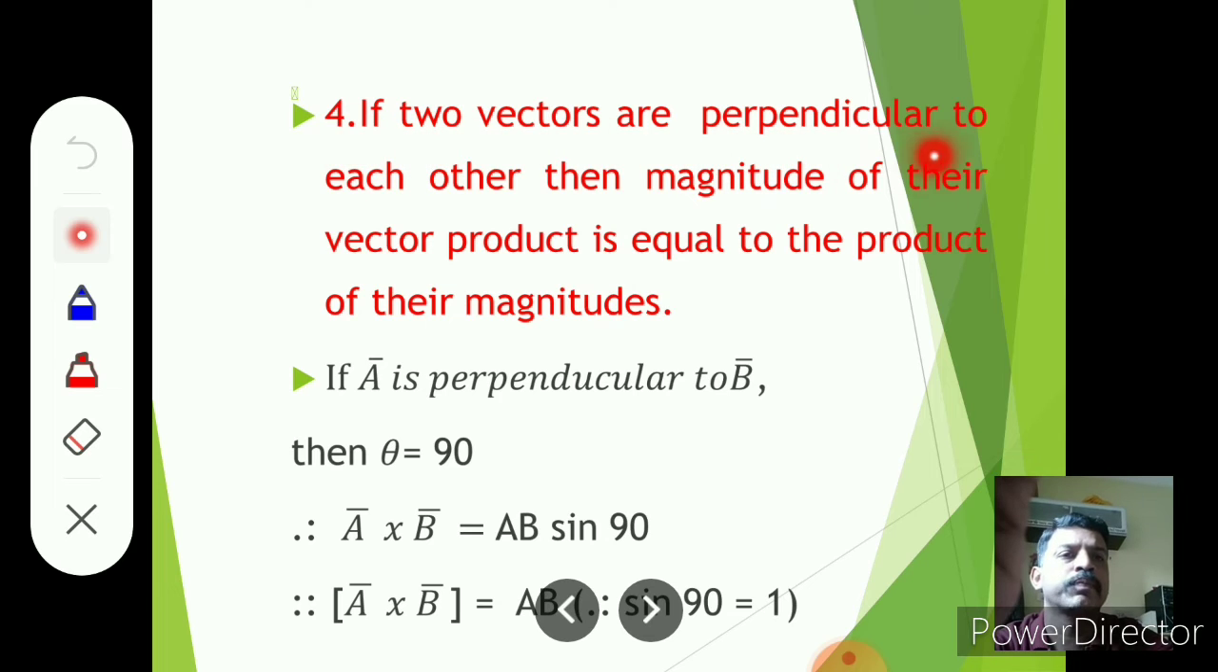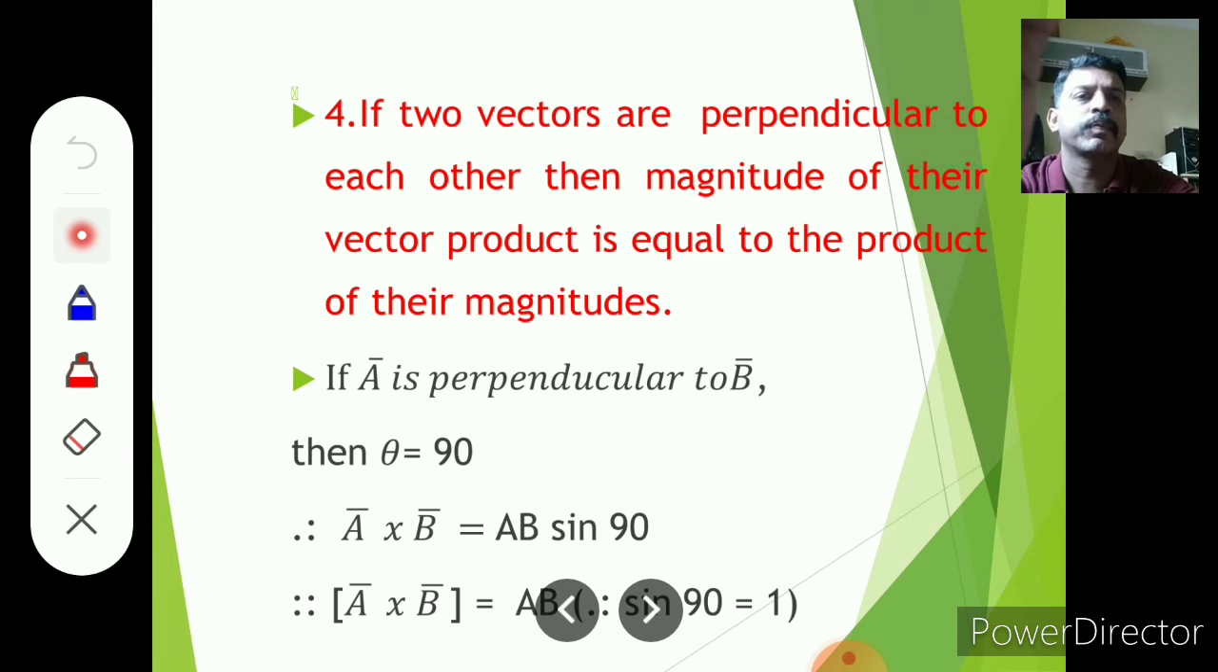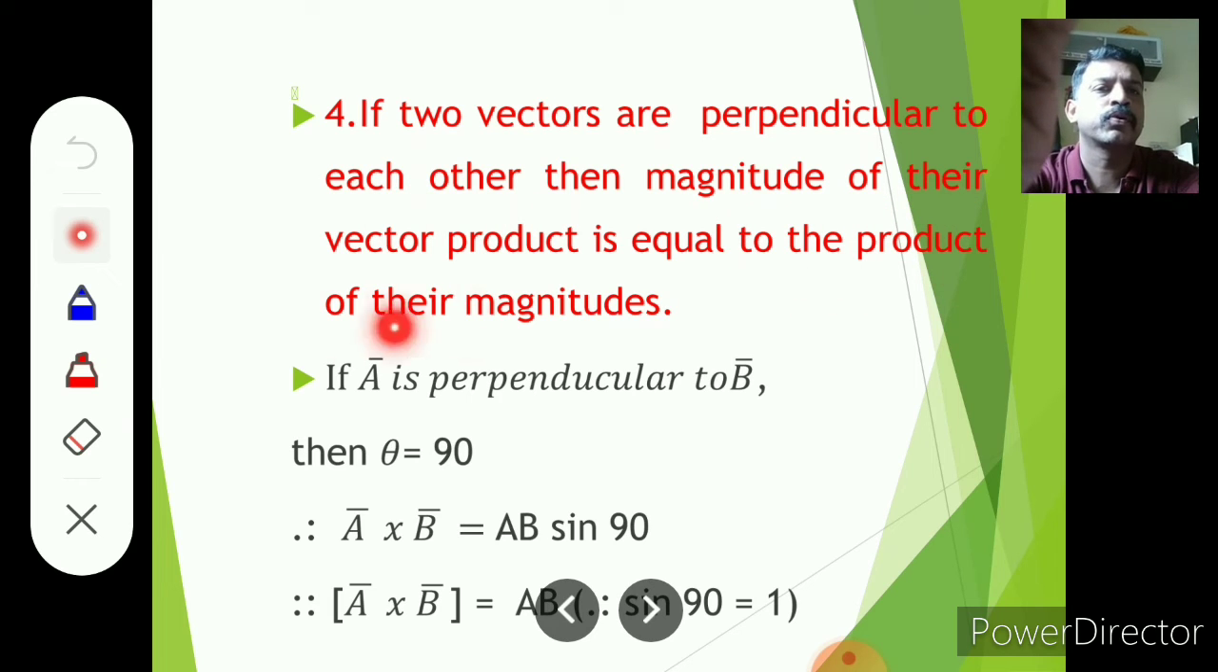If two vectors are perpendicular to each other, the magnitude of their vector product is equal to the product of their magnitudes. That is, if A is perpendicular to B, the angle between them is 90 degrees, theta equal to 90. Therefore A cross B is equal to AB sine 90. As the value of sine 90 is 1, AB into 1 is AB. So if two vectors are perpendicular to each other, the magnitude of their vector product is equal to the product of their magnitudes.